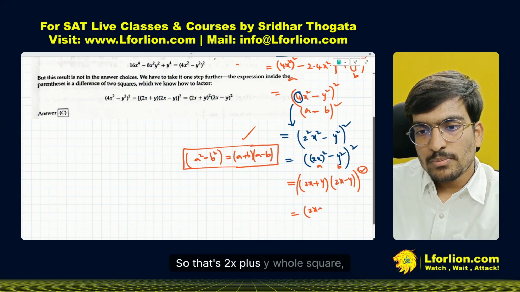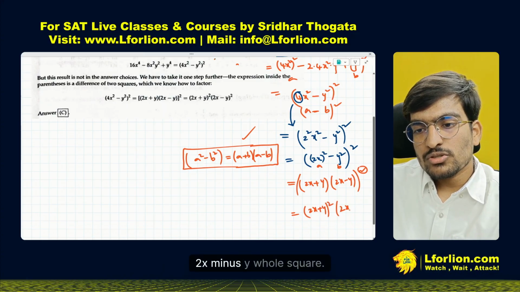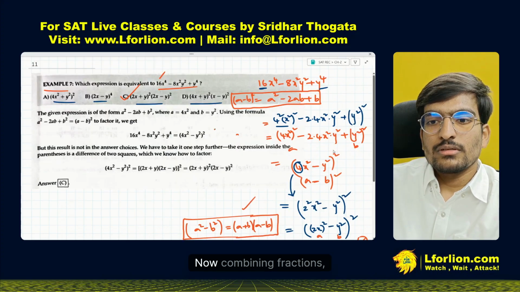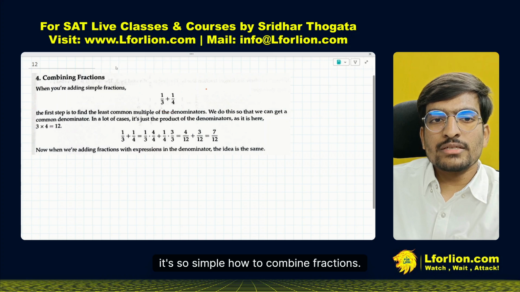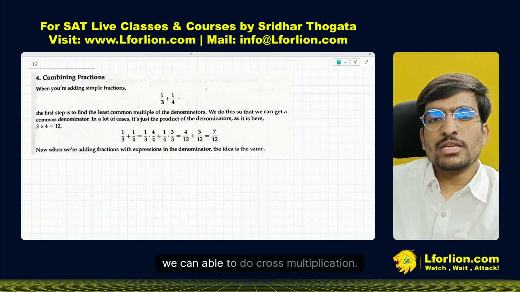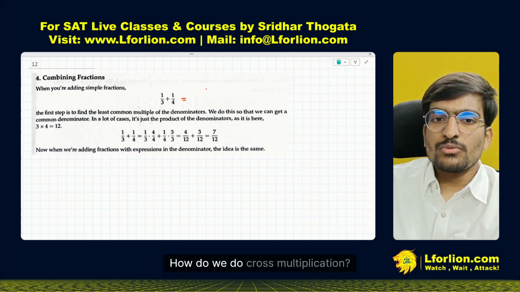So that's (2x plus y) whole square, (2x minus y) whole square. Now, combining fractions, it's so simple how to combine fractions. What do we do? Point number one, we can do cross multiplication. How do we do cross multiplication?